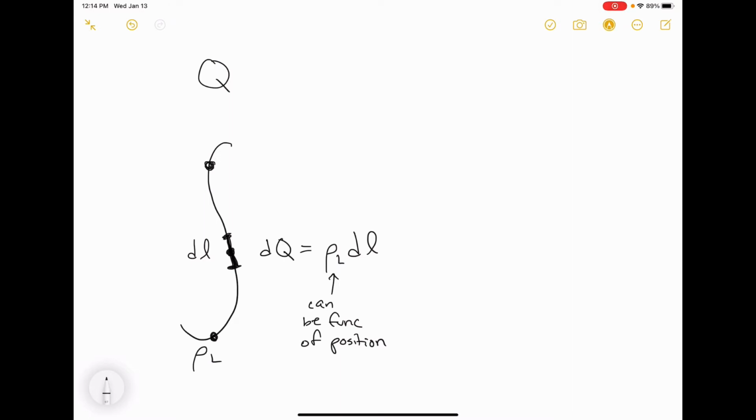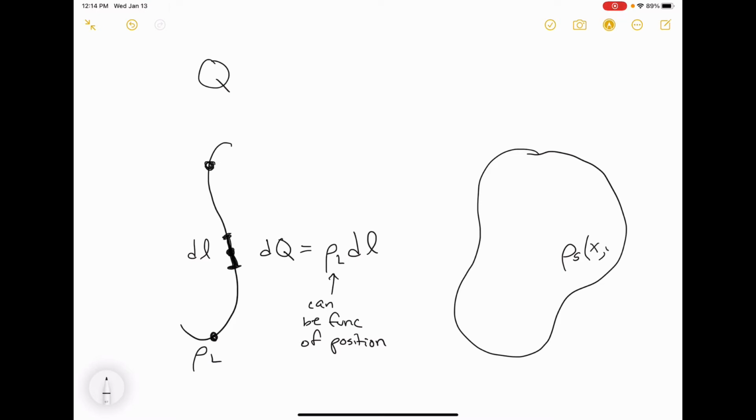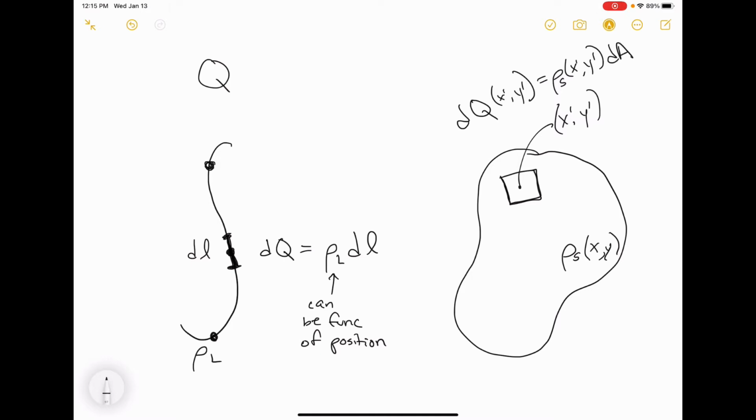In the same way, if we have a surface charge density, rho S, that can also be a function of position. Let's say that this is in the XY plane, but it doesn't have to be. We want to know how much charge is in this little differential area, at the location X prime, Y prime. Then dq of X prime, Y prime is equal to rho S of X prime, Y prime times the differential area.